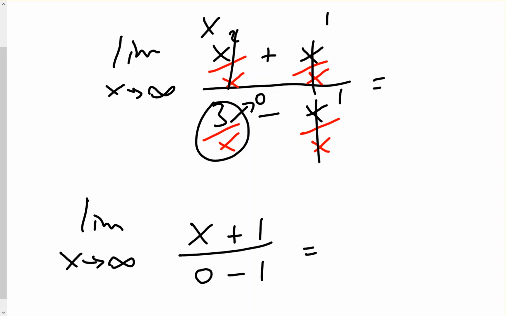As x gets really, really large, this will go to infinity. So the top part will go to infinity, and then the bottom one will become negative 1. So you have infinity plus 1, which is basically infinity, over negative 1. You have a positive over negative scenario, so this is going to go to negative infinity.